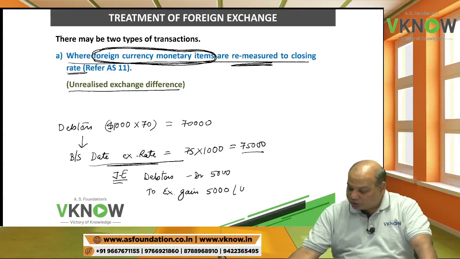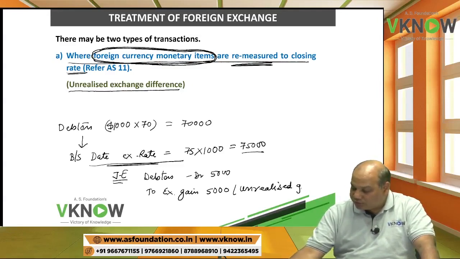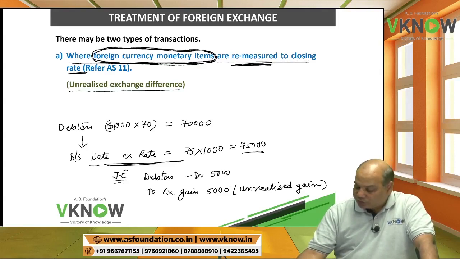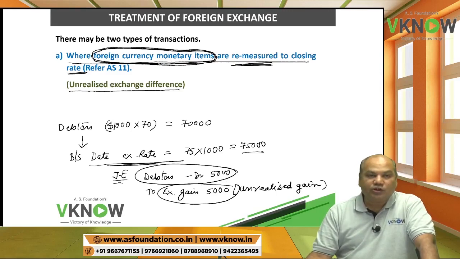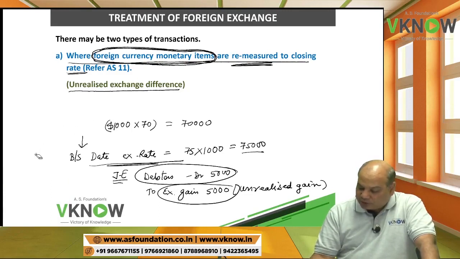Now this is an unrealized gain because we have not yet realized the debtor. Debtor is still outstanding on the balance sheet. It is only because of the change in exchange rate that the debtor value has increased by 5,000 and exchange gain 5,000 has appeared. Now one more example, because that example is required to understand the next question.